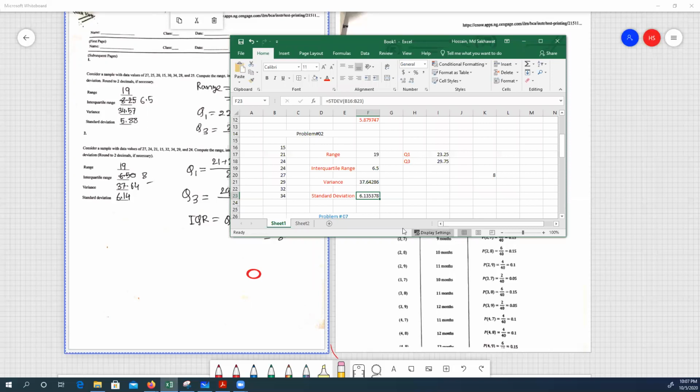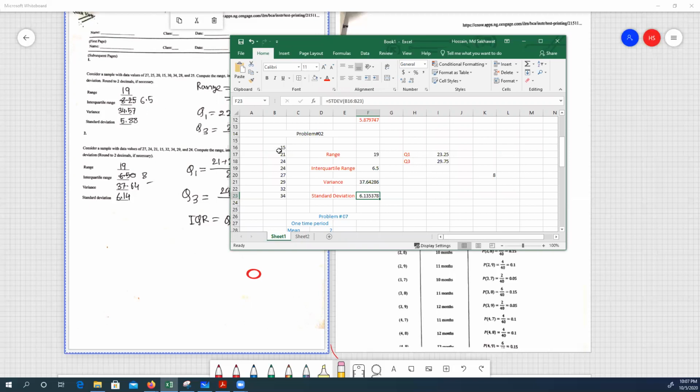If you look at this Excel sheet, you will see I entered all the values here and reordered them in ascending order. That means smallest to largest value. The smallest one is 15 and the largest is 34. To find the quartile, first you need to reorder them in ascending order or descending order, that means either in increasing order or decreasing order.